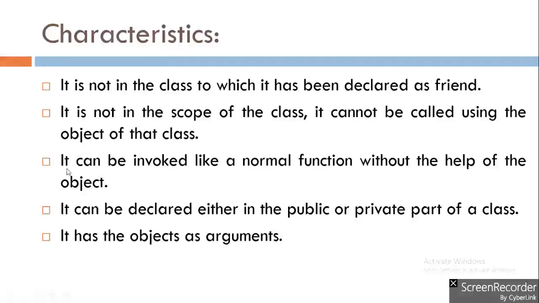Then it can be invoked like a normal function without the help of an object, and it can be declared either in the public or private section of a class. One more important characteristic is that it can have an object as an argument. Yes friends, as we can pass an object of a class as an argument to a user defined function, we can pass an object as an argument to a friend function.